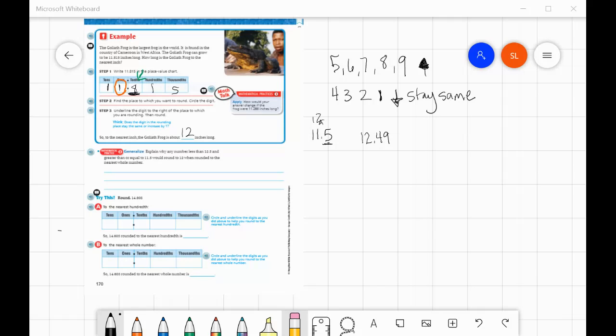All right. So next we're going to round 14.603 to the nearest hundredth. So we want to round to the nearest hundredth. So we're going to be looking at this column, which means we're going to be looking at this number right here.